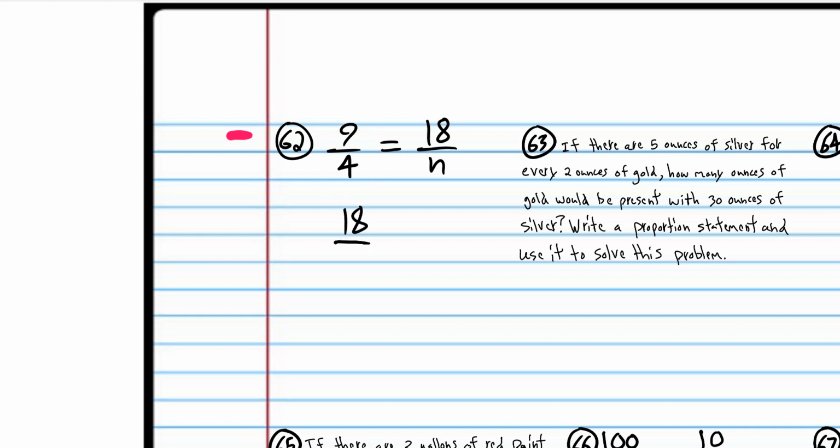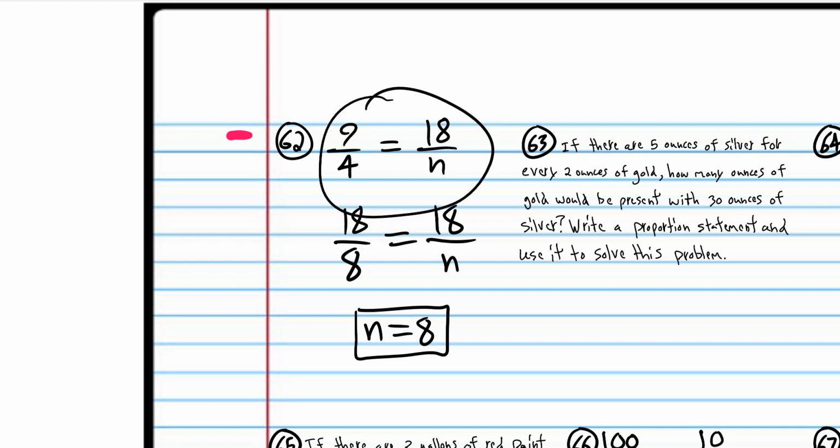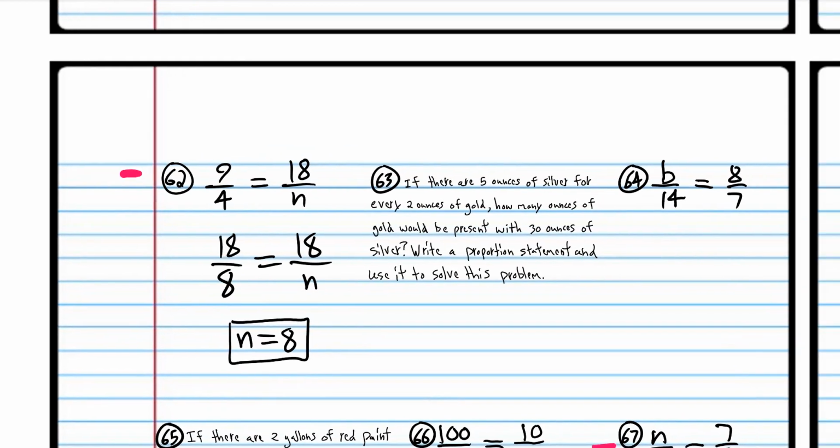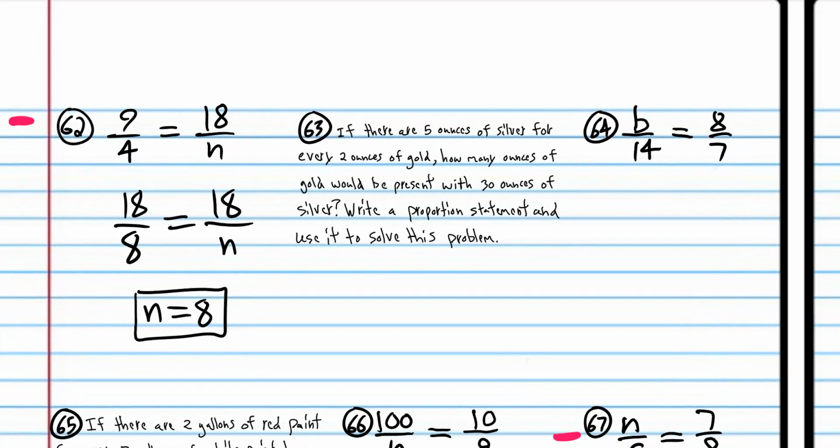So we get 18 over 8 is equal to 18 over n, and obviously n is equal to 8. So you can see there's different ways to do these problems. You just want to use whichever way is convenient. And for this particular problem, multiplying both sides by 2 was the most convenient method. So why don't you try that method?